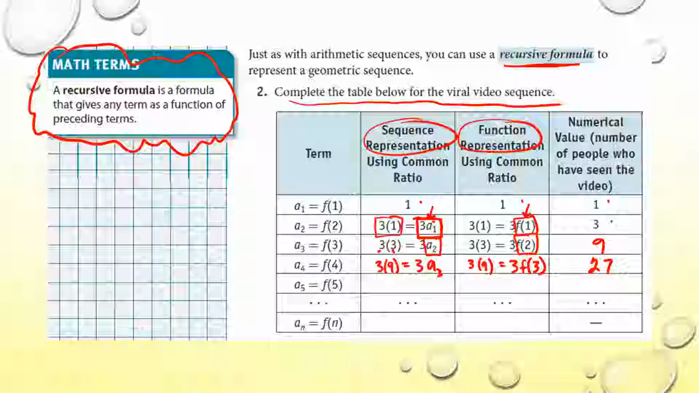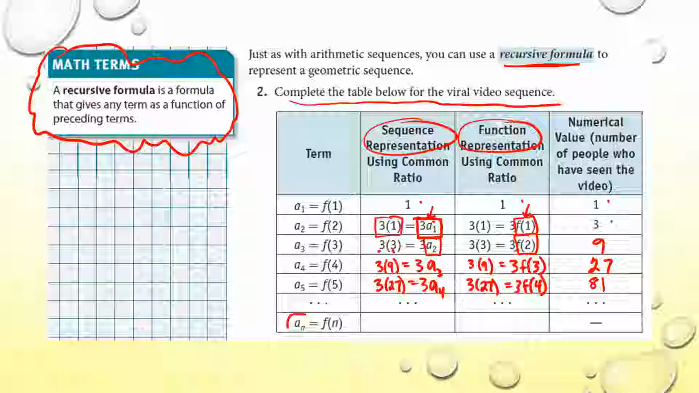And for a sub 5, or the fifth term, it would be 3 times 27, which is 3 times the fourth term in the sequence. 3 times 27, which is 3 times the fourth term of the function. And it was 81. 3 times 27 is 81. So then we get to, this is where you don't freak out, concentrate on the same pattern we've been doing.